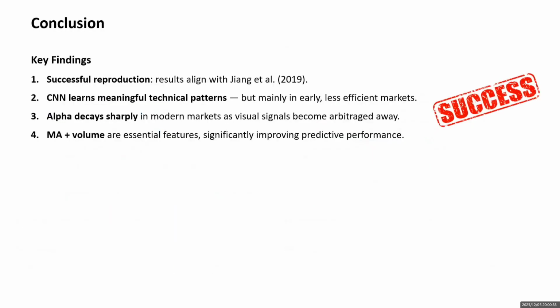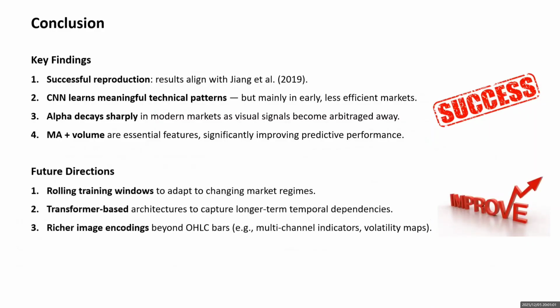To conclude, our reproduction is successful, and our results closely match Zhang's paper. We show that the CNN can learn meaningful technical patterns, but mostly in earlier, less efficient markets. We also find that MA and volume are essential components for strong predictive performance. Looking forward, rolling training windows, transformer-based models, or richer image encodings may further improve robustness in changing market environments.